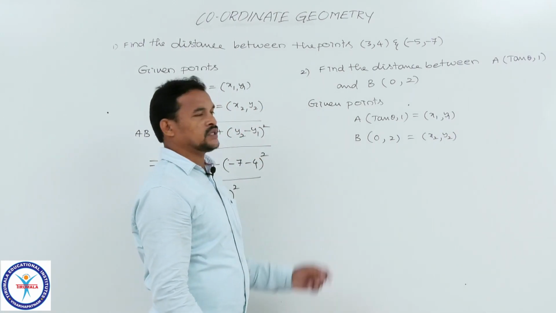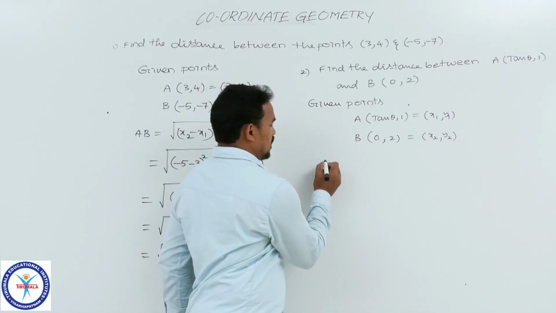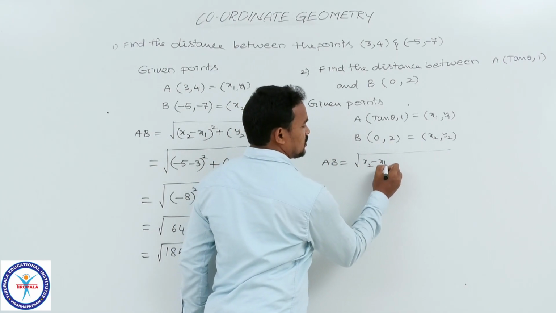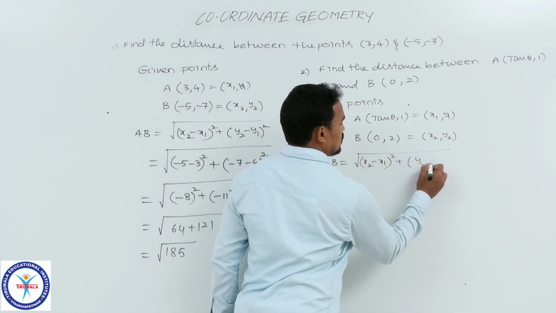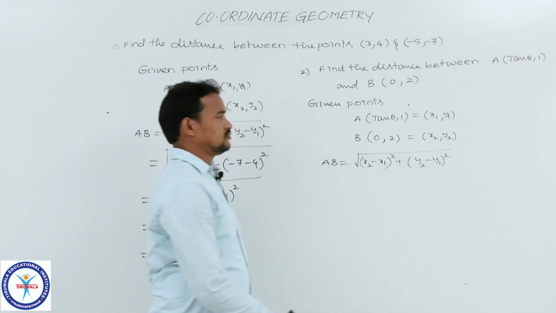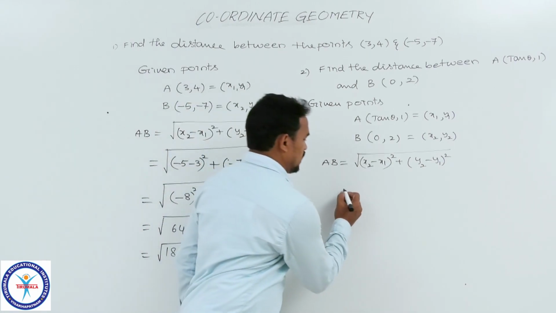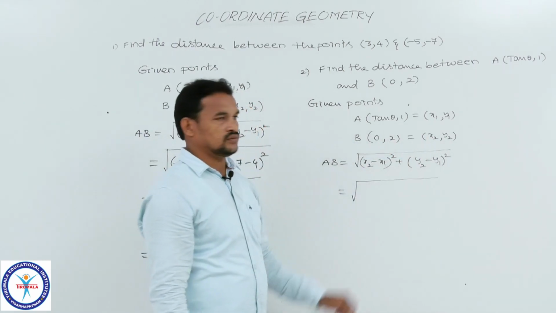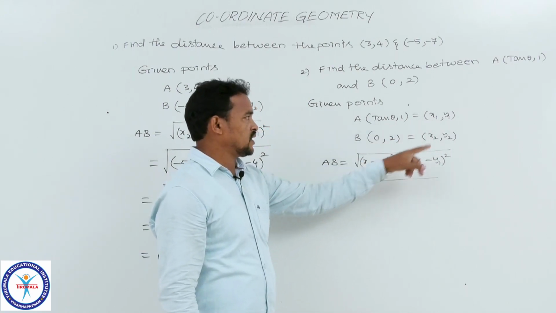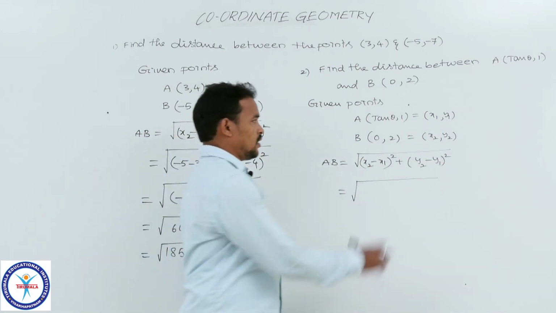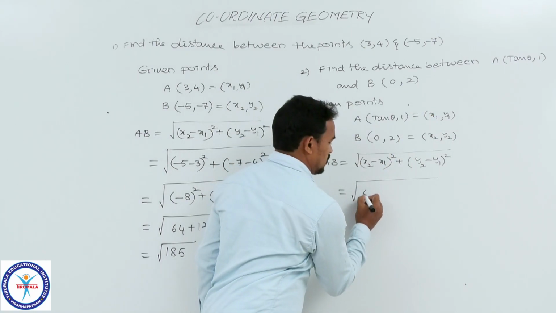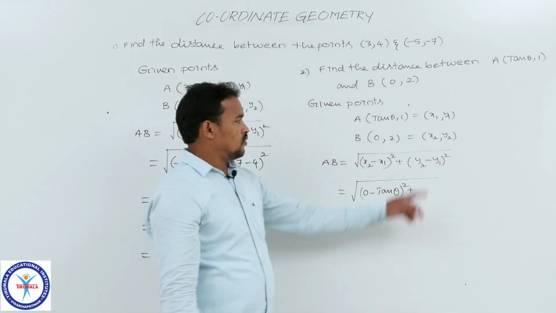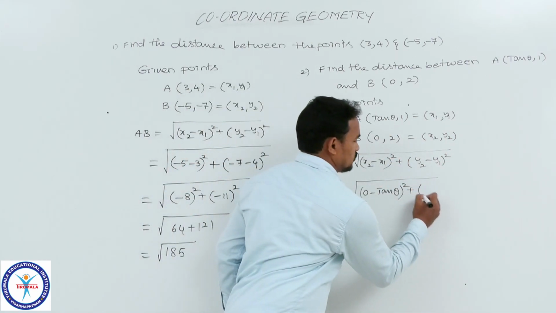How do we know the distance between 2 points formula? Take that formula. AB is equal to root over x2 minus x1 whole square plus y2 minus y1 whole square. Here x2 value is 0, y2 value is 2. Similarly, x1 value is tan theta, y1 value is 1. Now x2 minus x1 means 0 minus tan theta whole square plus y2 minus y1, 2 minus 1 whole square.